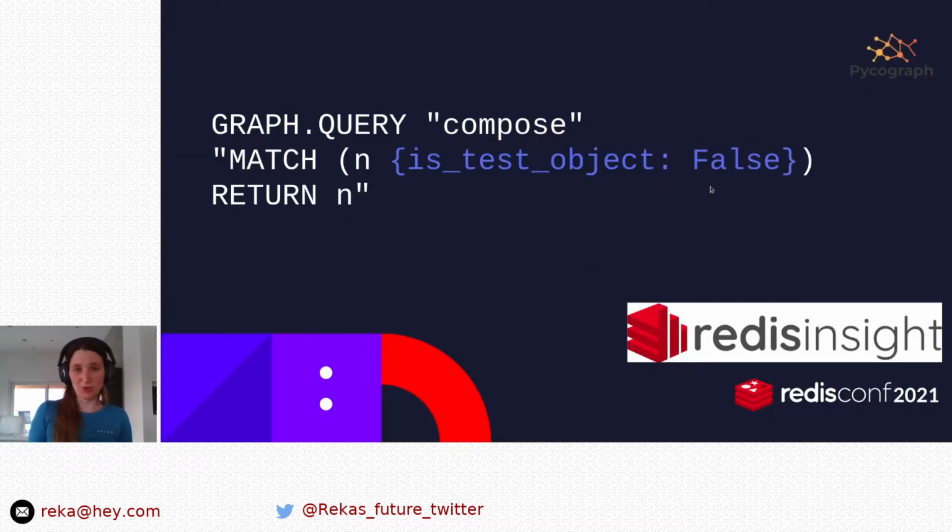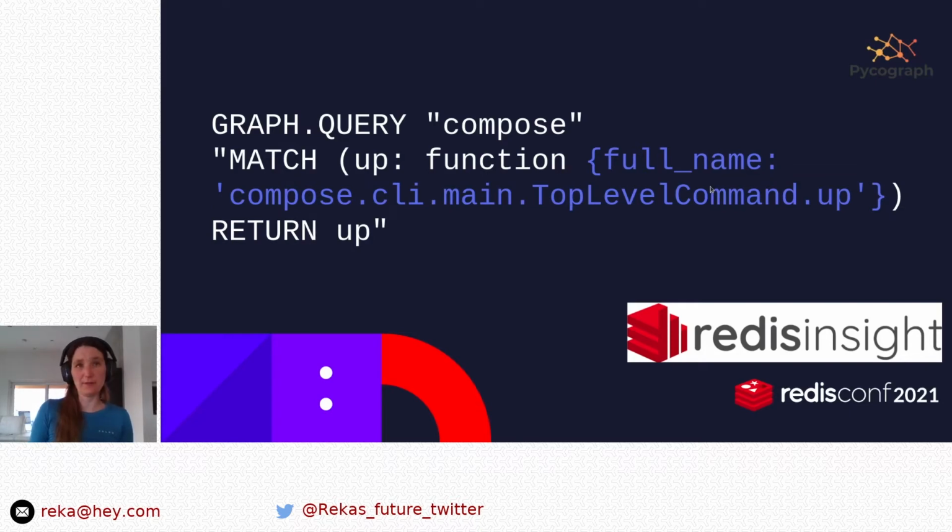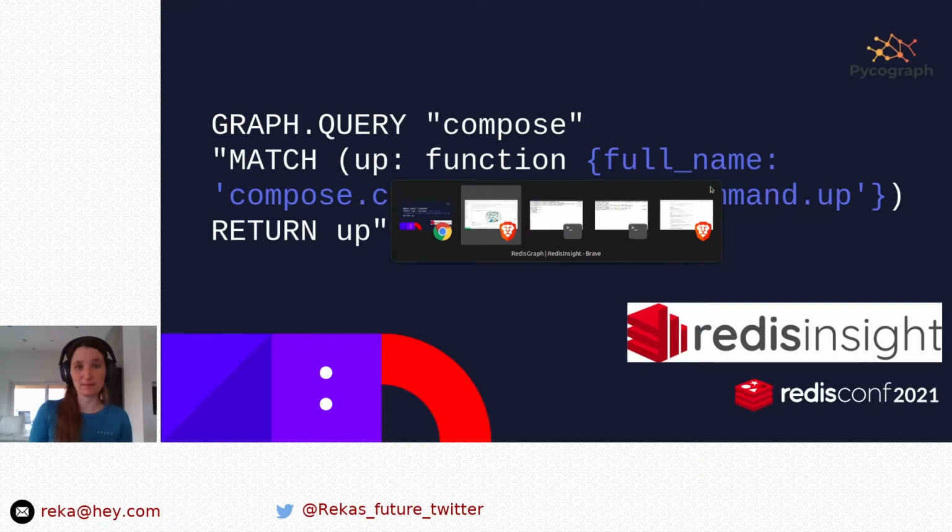After these giant pictures, let's see something different, a query which returns exactly one node. For that, it's practical to have a property which is unique among all nodes. In case of TycoGraph, this is the full name property. And in the next examples, we'll examine some code you probably rely on on a daily basis. The up function, which is the function behind the Docker Compose up command.